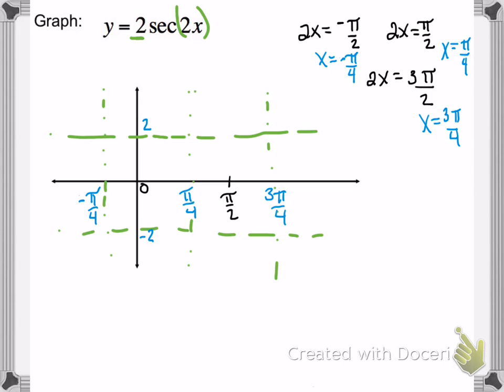Now, secant is like negative cosecant, where this time we are going to rise on the left and fall on the right. And there's our graph of secant.